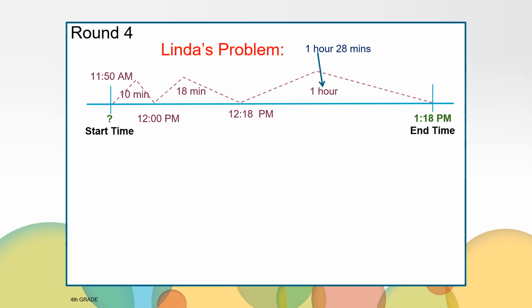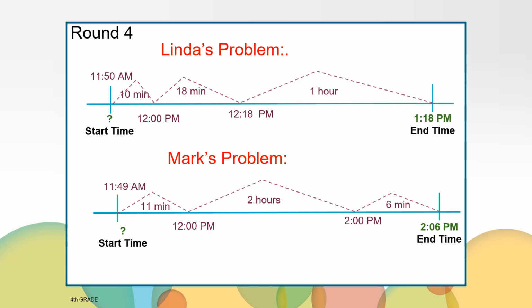First, Linda jumped back 1 hour to get to 12:18 p.m. And then she split the 28 minutes into 18 minutes to get to 12 p.m. and another 10 minutes to get to 11:50 a.m. That is when she started reading. Now take a look at the number line that Mark drew to show his thinking. Can you find the 2 hours and 17 minutes that he was painting on the number line?